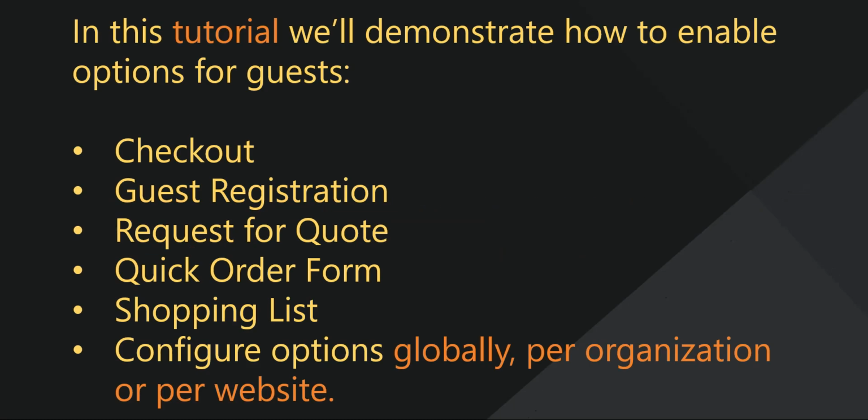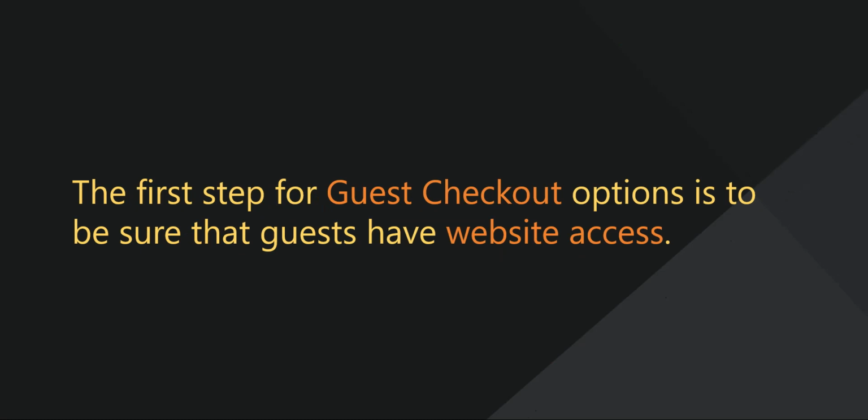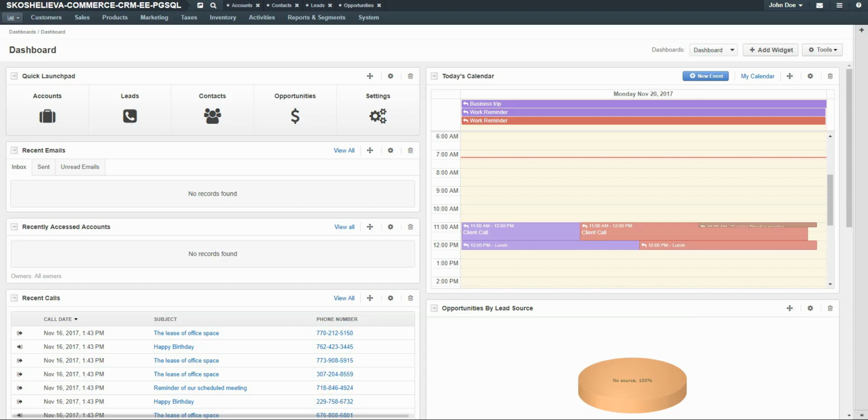In this tutorial, we'll demonstrate how to enable options for guests, including checkout, guest registration, requests for quotes, quick order forms, and a shopping list. We'll show you how to configure these options globally for all organizations, for a specific organization, or for a specific website. The first step is to ensure that guests have website access.